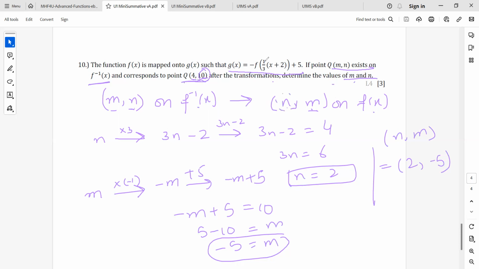N is going to be multiplied by 3 here, 3n minus 2 horizontally. And they said that x is equal to 4, so 3n minus 2 is equal to 4, n is equal to 6. Now what is m going through? M into minus 1, minus m plus 5, which is equal to 10, and m will be minus 5. So we will get (n, m), which is equal to (2, -5). Done? Clear?